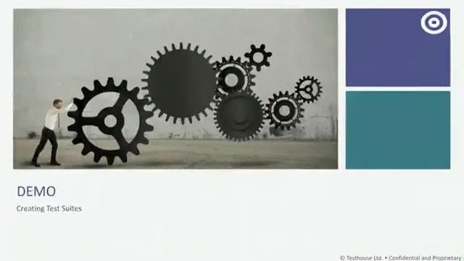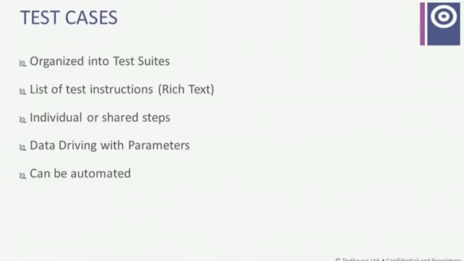Okay, we go back to the slides then. So concentrating on the test cases now, which are the actual tests you want your users to perform, or your testers to perform. As you see, they're organised into the test suites. They're just a list of instructions. Do this, and you can also put in the results which you expect to see, and then your tests will have to say pass or fail against those individual steps. The steps can be individual or shared. You can data drive as well as parameters, and you can also do automation. Time permitting, we'll do some demonstrations on those later on in this demonstration.